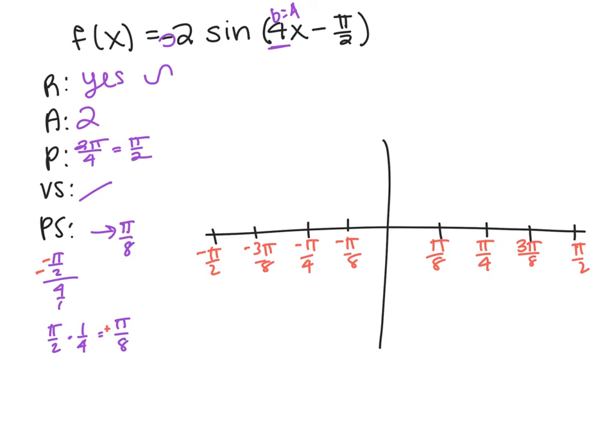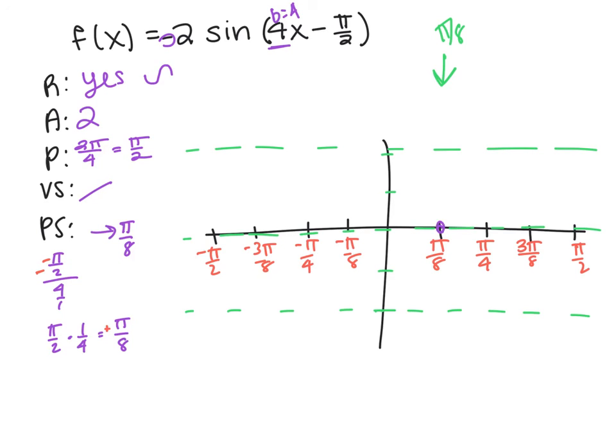Now we just use our amplitude of 2. We don't have a vertical shift, so the middle of the graph is at 0, top of the graph at 2, bottom of the graph at negative 2. And then this phase shift of right pi over 8 means we are going to start our graph at pi over 8. So now just putting our basic sine graph in.